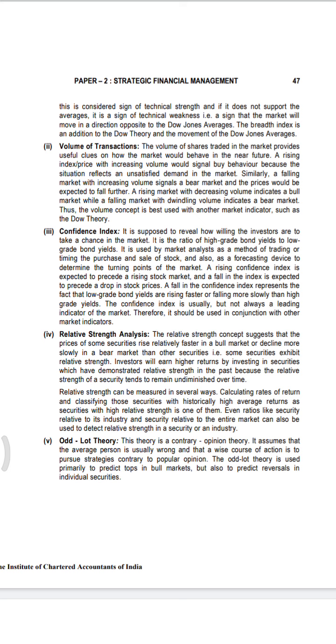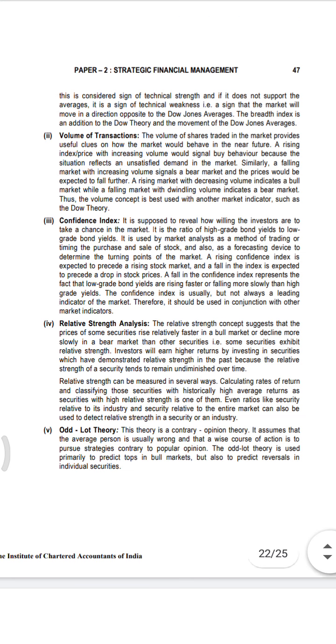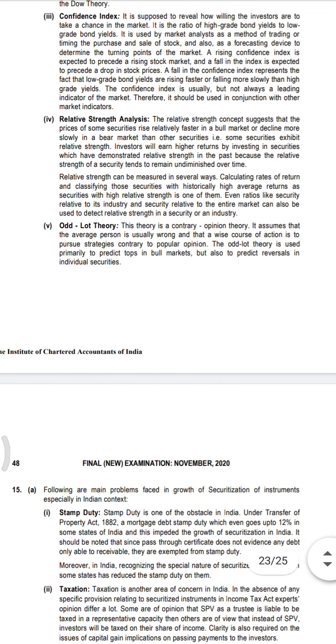Odd lot theory. This theory is a contrary opinion theory. It assumes that the average person is usually wrong and that a wise course of action is to pursue strategies contrary to popular opinion. The odd lot theory is used primarily to predict tops in bull market but also to predict reversals in individual securities.